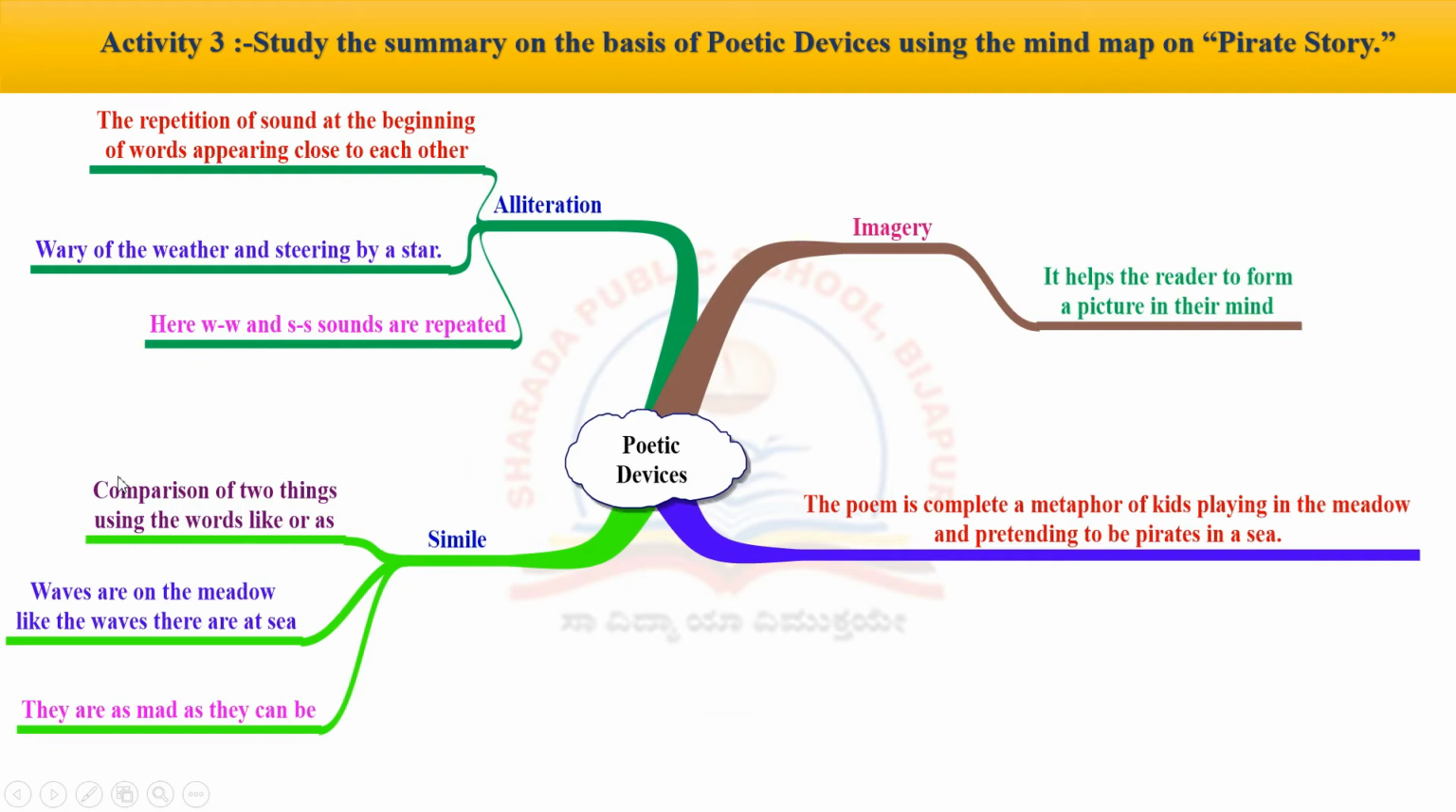Simile. Comparison of two things using the words like or as. Waves are on the meadow like the waves there are at sea. They are as mad as they can be.